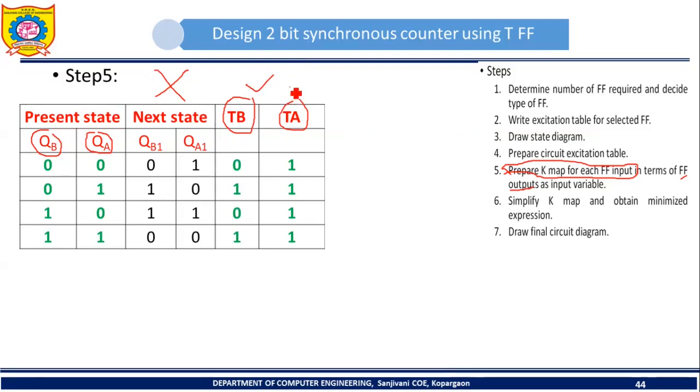You have to prepare 2 K-maps. And what type of K-map: 2 variable, 3 variable, or 4 variable? Here we have 2 input variables, so flip-flop outputs should be considered as input variables. Since we have 2 input variables, we should use a 2 variable K-map.